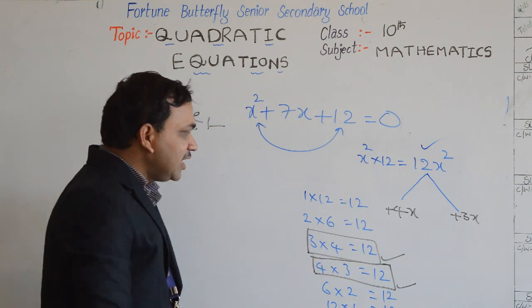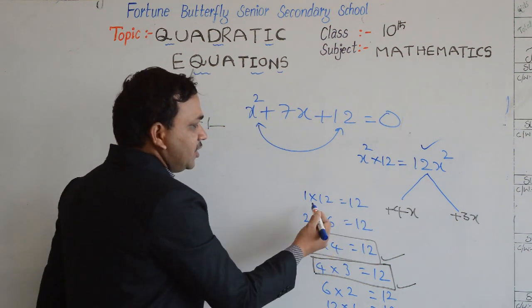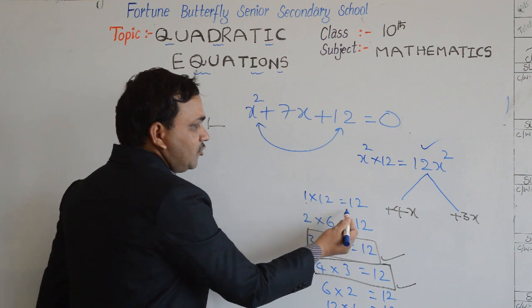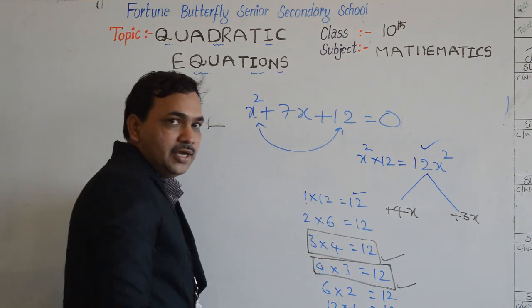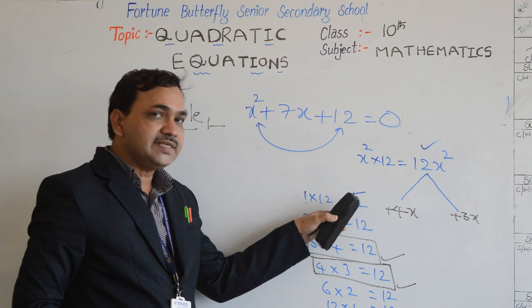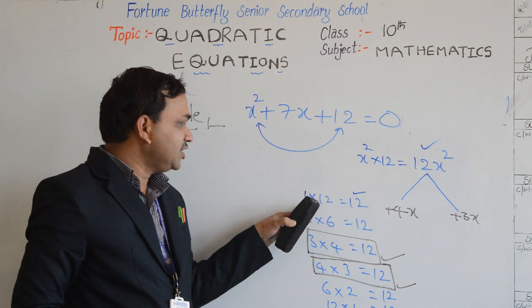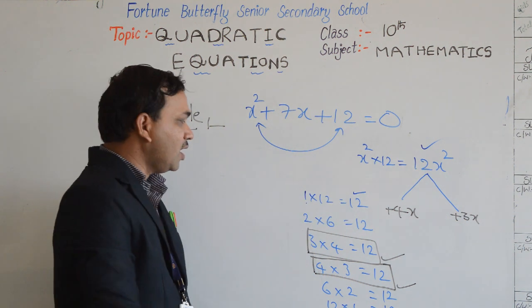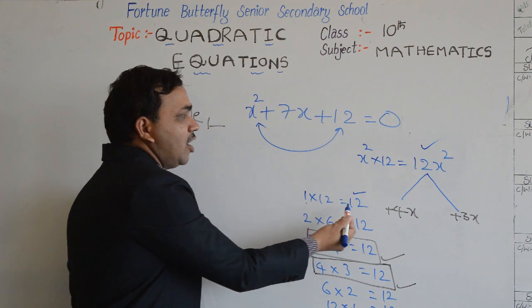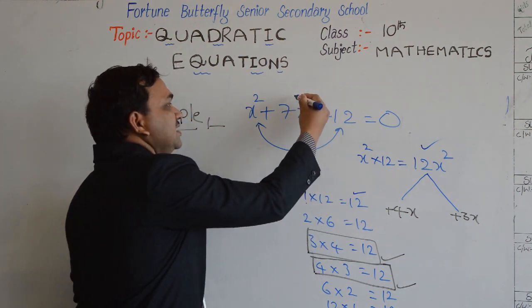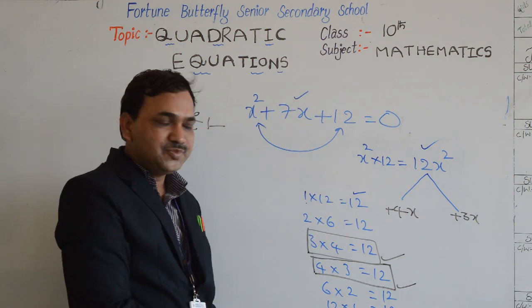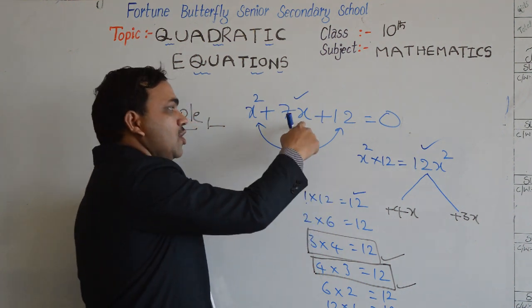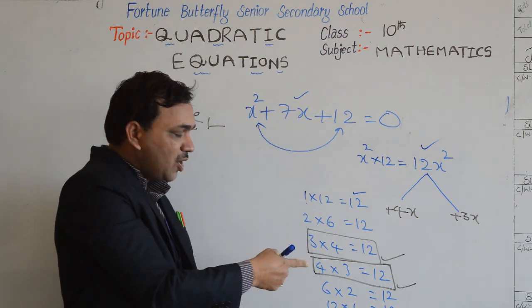Next, if we observe the remaining numbers here, what are the remaining numbers? 1 into 12 is equal to 12. Here, the second condition is satisfied, but the first condition is not satisfied. Why? Because in these two numbers adding after, what you get? Plus 7x exactly. But you can observe here, 1 plus 12 is equal to 13x. So it is not possible.